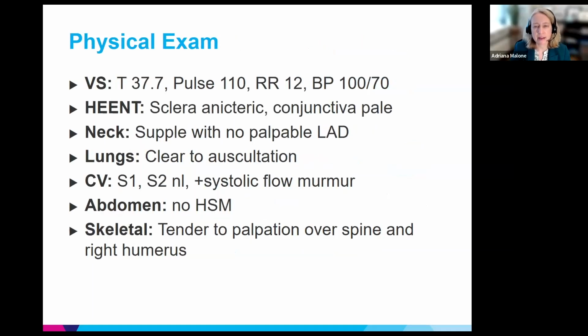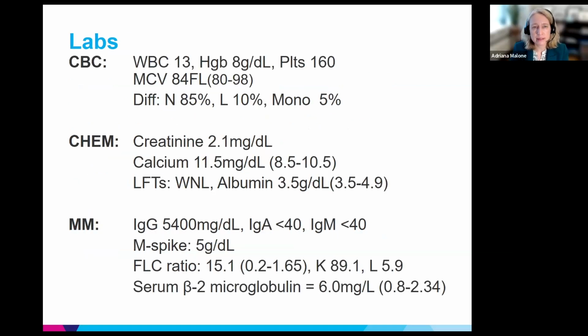Here are her findings on physical exam. The positive findings include a systolic flow murmur, as well as tenderness to palpation over her spine and her right humerus. Comprehensive lab studies are drawn. Please take a minute to look over the labs.